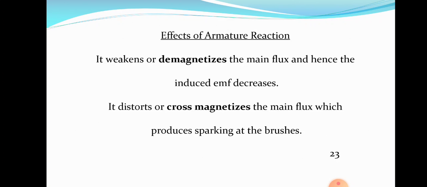This armature flux distorts or weakens the main flux. If it weakens the main flux, it is demagnetizing effect. Due to this demagnetization, generated EMF in the generator decreases. What about the second effect? It distorts or cross magnetizes the main flux. Due to this, sparking is produced at the brushes. Anyway, both are harmful to our DC generator. So armature reaction means it is the effect of armature flux on main flux.